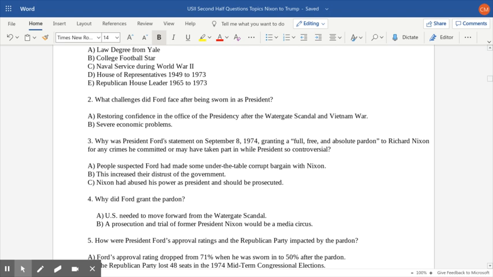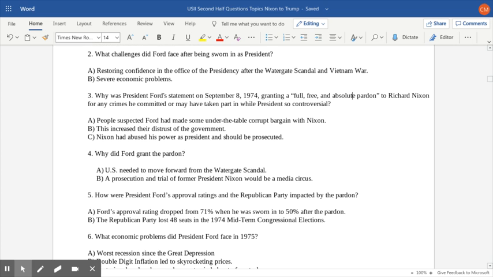So maybe he made a deal with Ford saying, "Hey, I'll give you the vice presidency and I'll step down from the presidency at some point in the next year or so. You could become president. And when you become president, you can give me a full pardon." So that's the corrupt aspect there as you look at number 3. This further increased the distrust that Americans had in their government and the office of the presidency. Many people believe that Nixon had abused his power as president and therefore should be fully prosecuted.